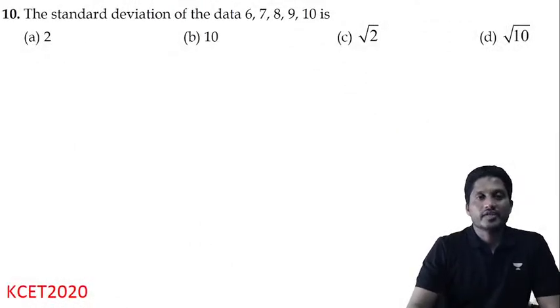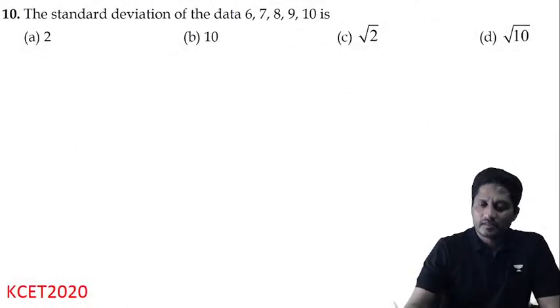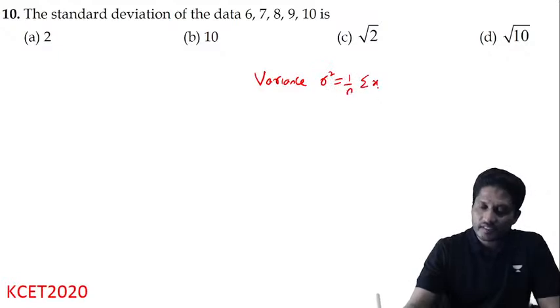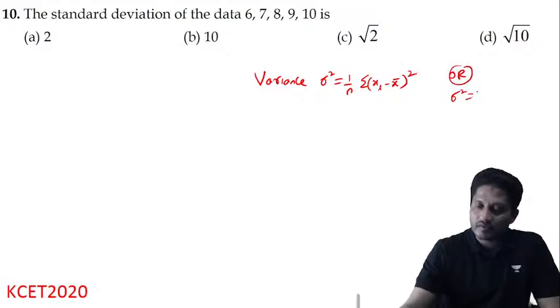Right, what is the standard deviation of the data? Standard deviation is equal to the root of variance, right? First I'll find out the variance. Variance is equal to 1 by n summation (xi minus x bar) the whole square. Right, or even this is correct: variance is equal to 1 by n summation xi square minus x bar square. Even this is true.